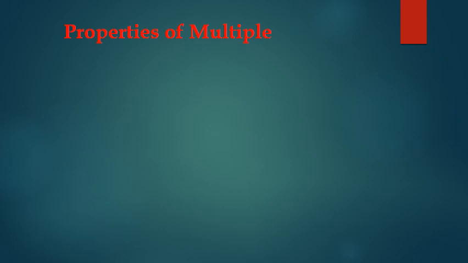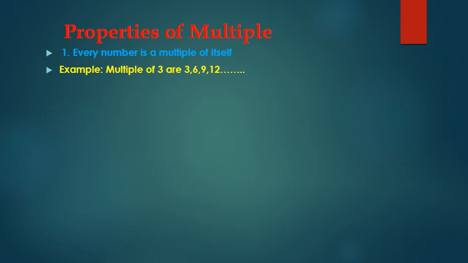Now, children, let's come to the properties of multiples. So here, the first property is every number is a multiple of itself, right? So, for example, multiples of 3 are 3, 6, 9, 12, etc. So, here 3 is a multiple of 3. That is why we say every number is a multiple of itself.